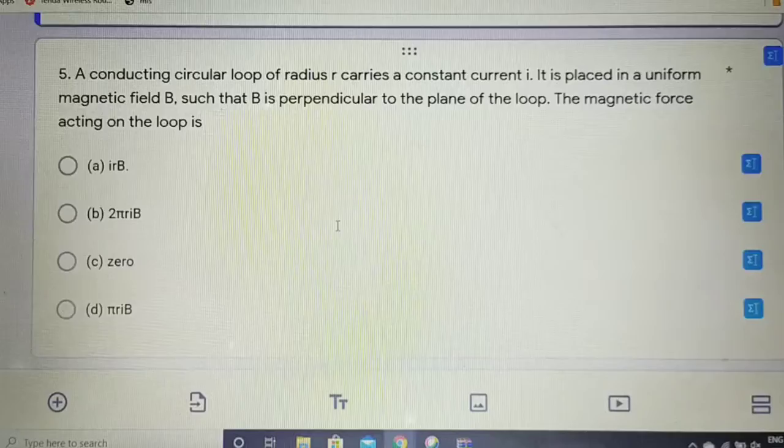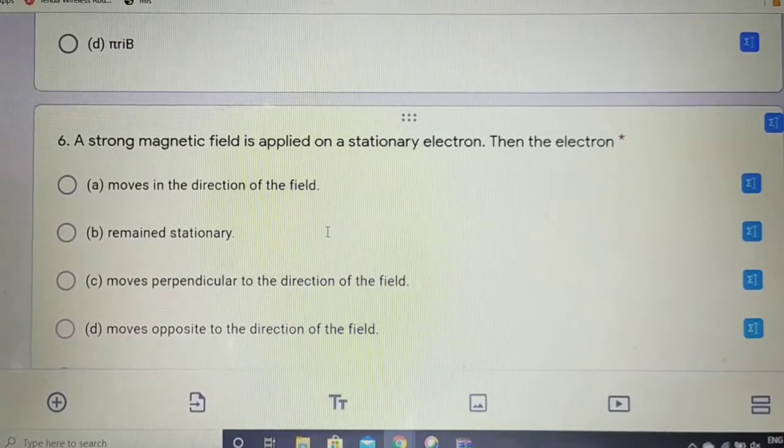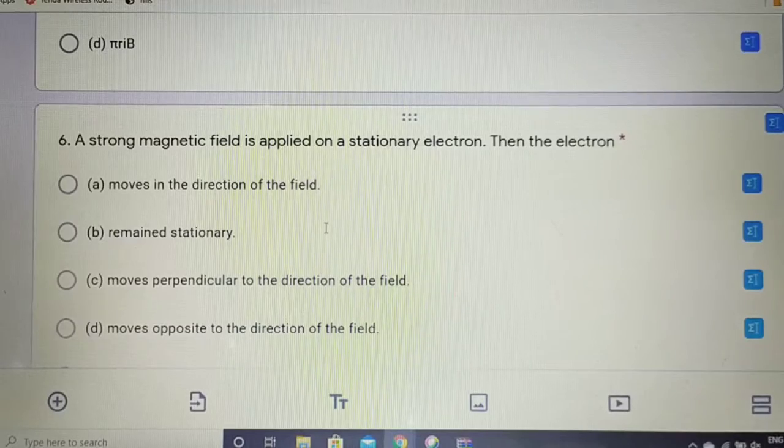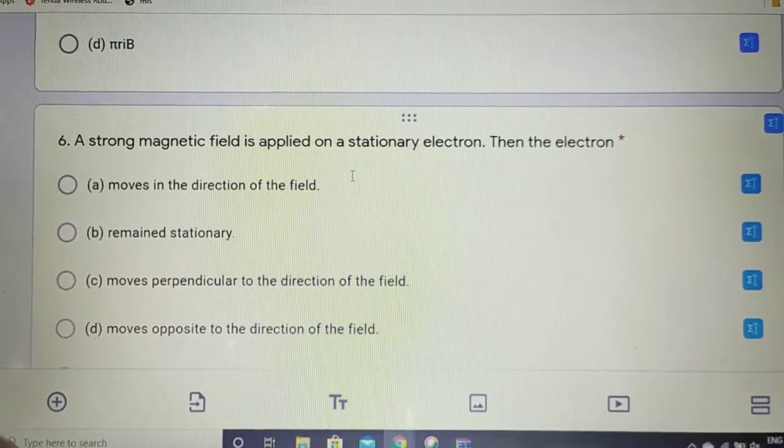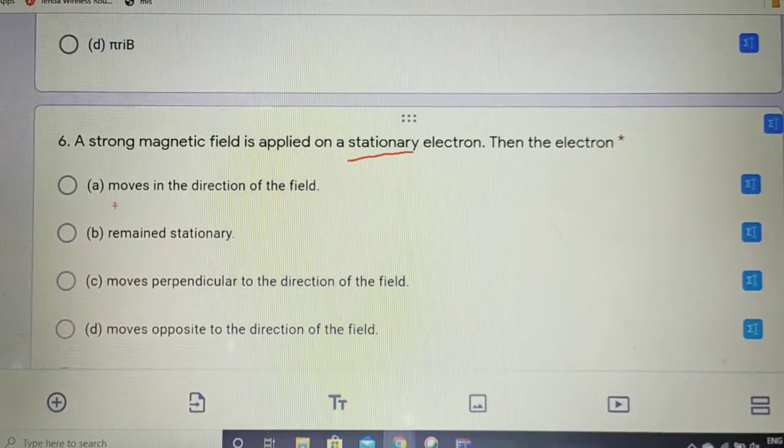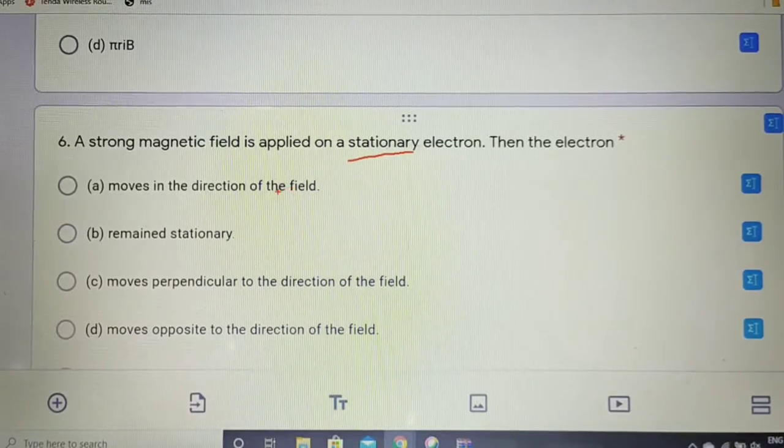So now let us move to the next question. The next question is, a strong magnetic field is applied on a stationary electron. You can see the electron here is stationary, and a strong magnetic field is applied on this electron. We have to tell, if the electron is stationary and a magnetic field is applied to it, will the electron move in the direction of the field, or remain stationary, or move perpendicular to the direction of the field, or, the last option, move opposite to the direction of the field?